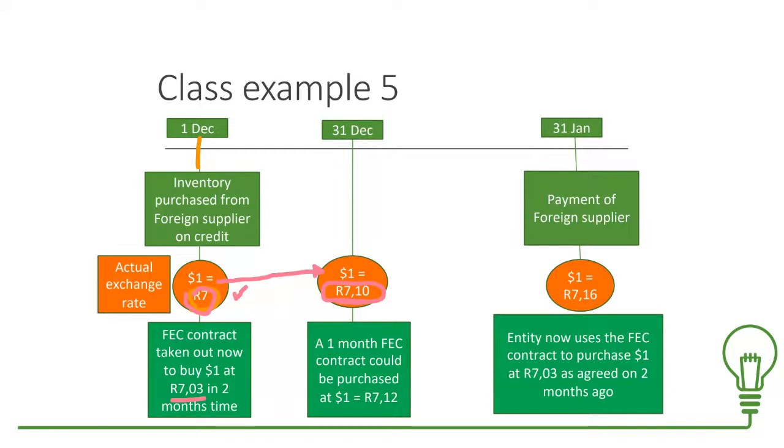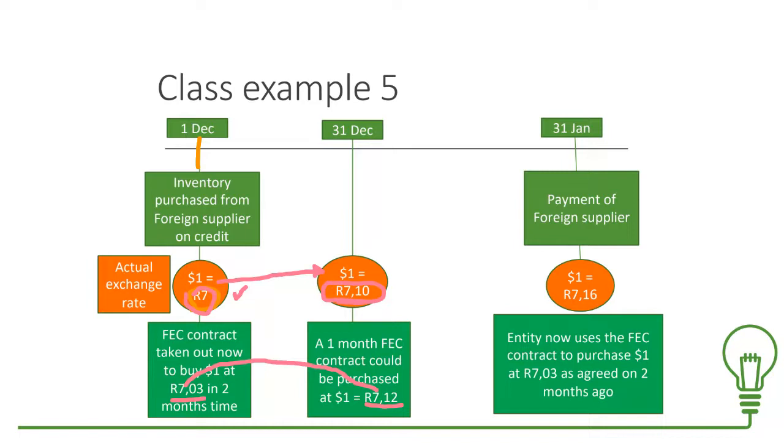So now let's have a look at the FEC. What's happening with the FEC? We got into the contract, and it's going to cost us 7 Rand 3 cents. That's the contract we got into. But now the contract is worth 7 Rand 12 cents. So have we made a loss or a gain on the FEC? We got into the contract, it's going to cost us 7 Rand 3 cents, but now the fair value of the contract is 7 Rand 12 cents. So we have in fact made a gain, right?